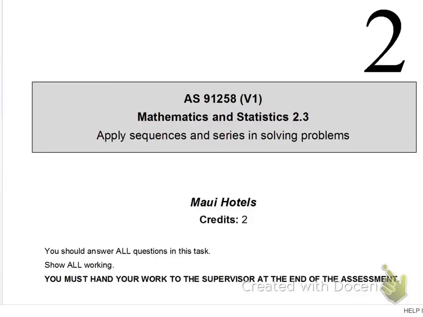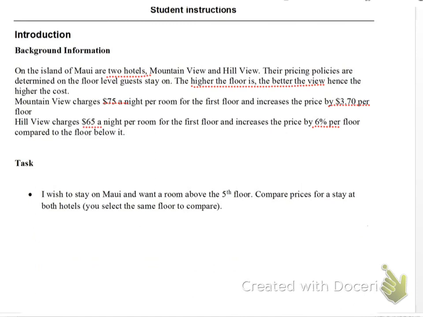Here's practice assessment number 2, Maui hotels. First thing to do is have a good look at the question, underline the important points. We've got 2 hotels. The higher the floor, the better the view, so they charge more. Mountain View, $75 a night, increased by $3.70 every floor. Hillview, $65 a night, and that's got a 6% increase.